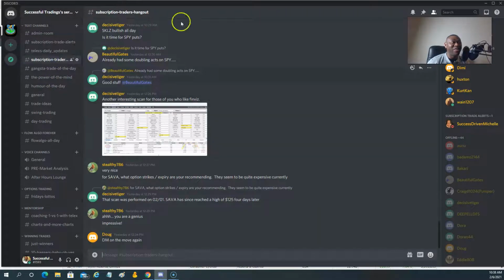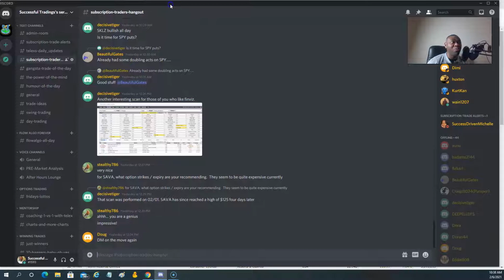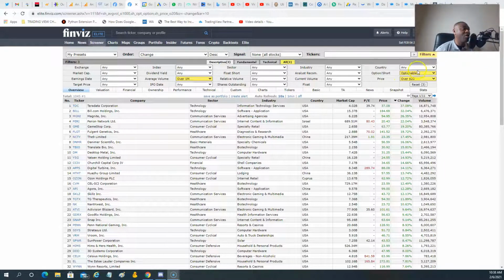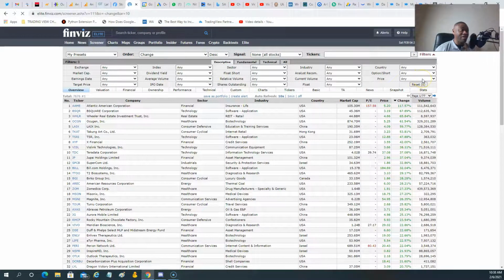So let's go on here, and before we show you the filters, because there are some good ones, let's actually show what that will look like. So let me go ahead and reset overall. If I reset, there are a few things that you want to scan for a short squeeze. Really, it's no different from the other one. It's just one main one actually on the fundamental side.